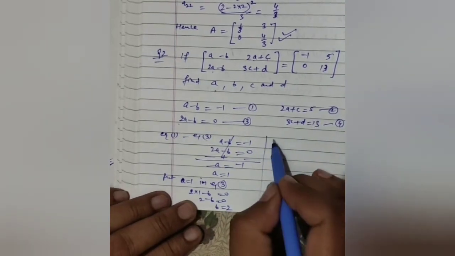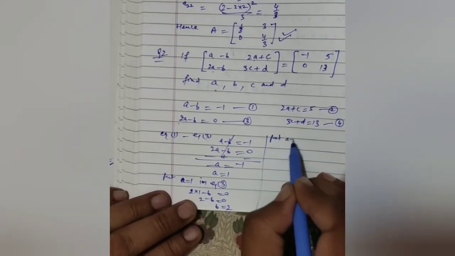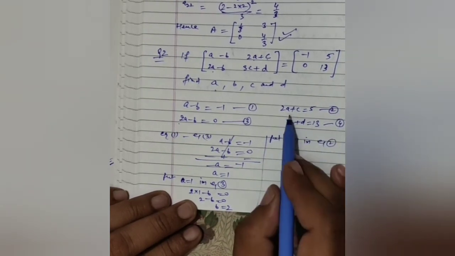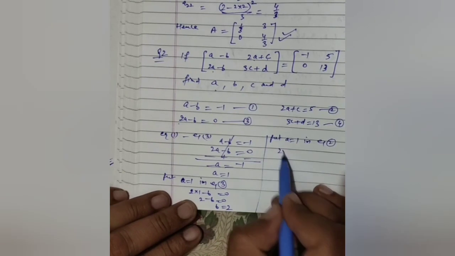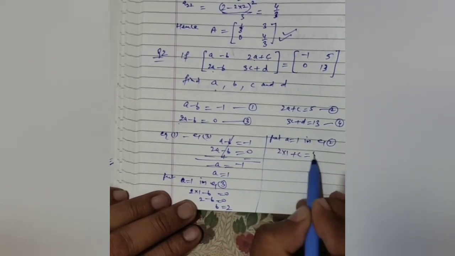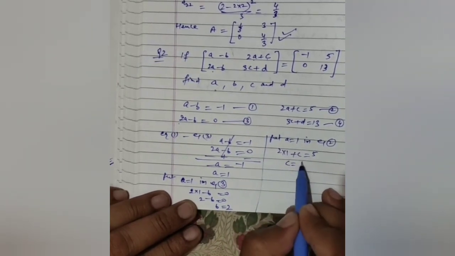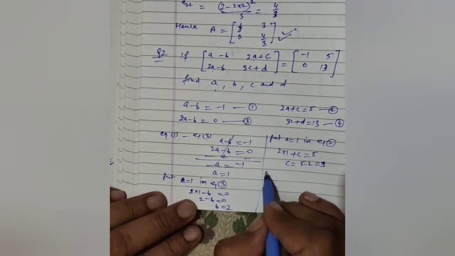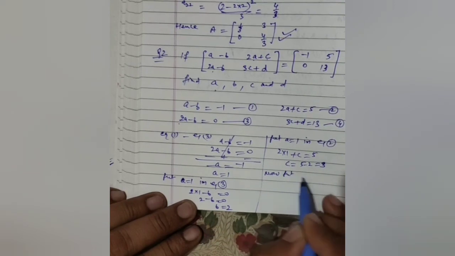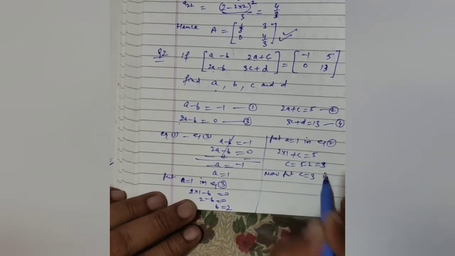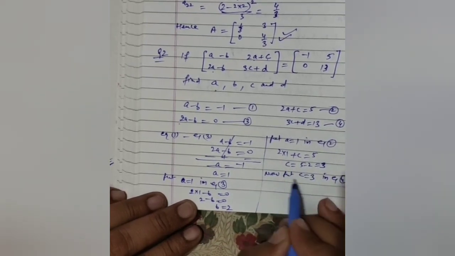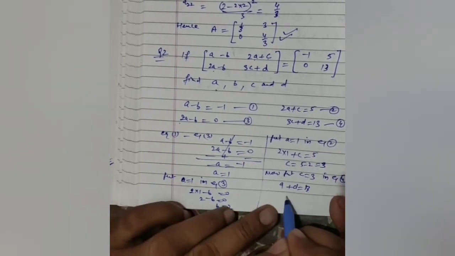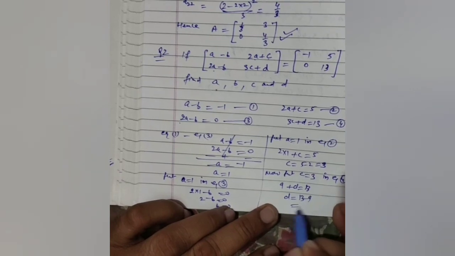Now put a is equal to 1 in the second equation. 2 into 1 plus c is equal to 5, so c is equal to 5 minus 2, which is 3. Now put c is equal to 3 in equation 4. 3 threes are 9, plus d is equal to 13. d is equal to 13 minus 9, which is 4.